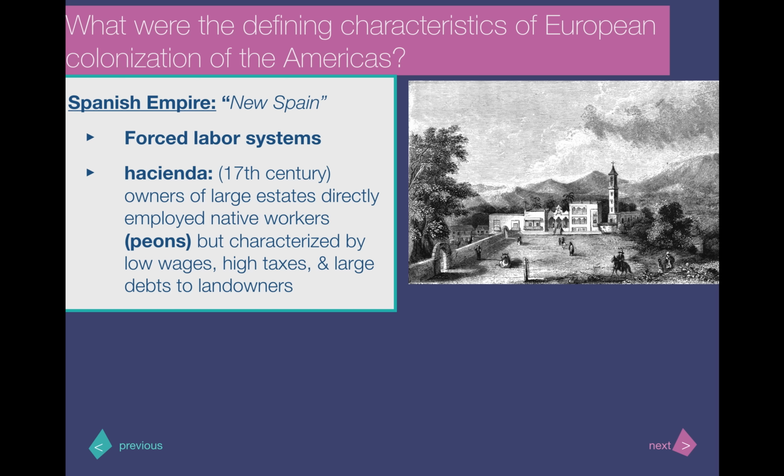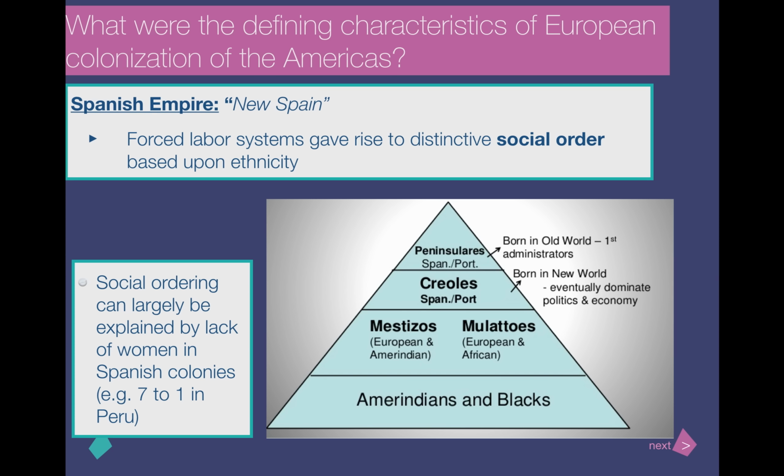The final system that was the beginning of what's called contractual labor was called the hacienda system. And so the haciendas were these large plantations, and these large estates would directly employ native workers. They were called peons. But this was really characterized by low wages, high taxes, and extremely large debt to landowners. So even though this is paid labor in name, this is really just another way to subjugate and to dominate the local people. So, 3 different iterations of how in the former Aztec and Inca lands the Spanish gained control.